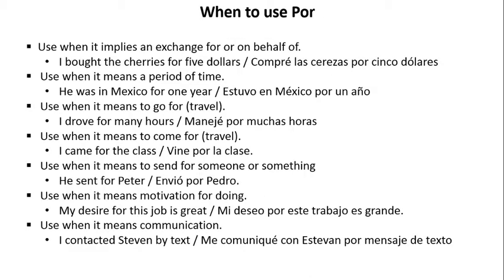Now these are the rules on when to use por. Use when it implies an exchange for or on behalf of. For example, I bought the cherries for $5. Compré las cerezas por $5. Use when it means a period of time. He was in Mexico for 1 year. Estuvo en México por un año.